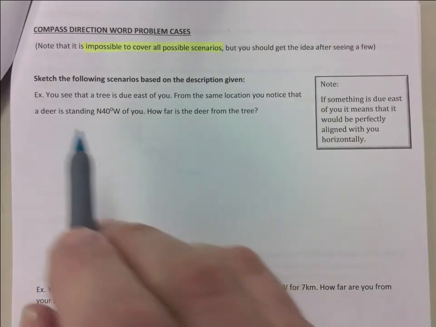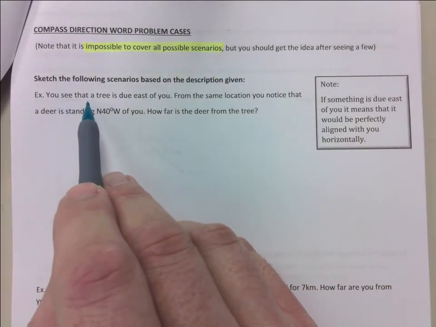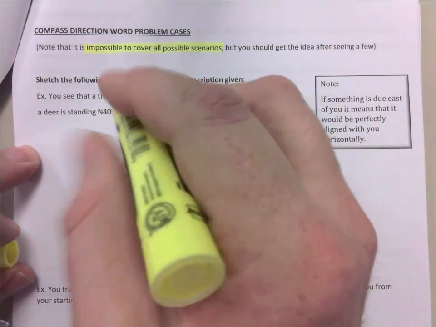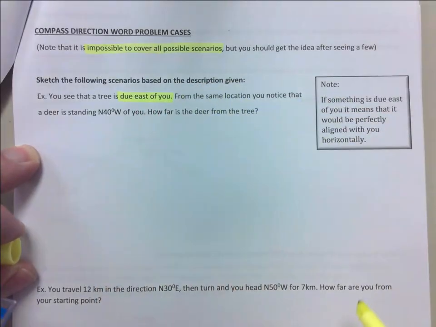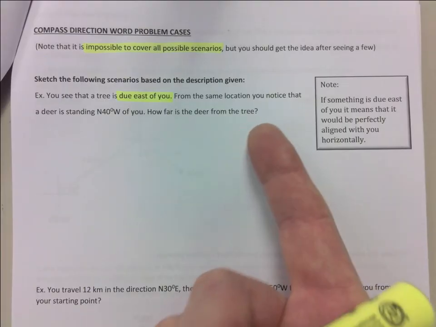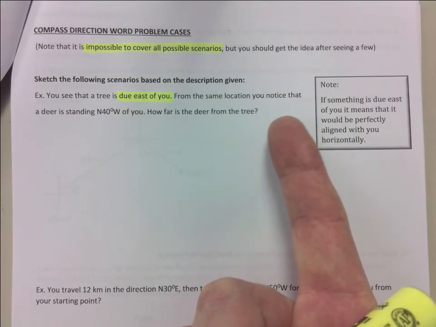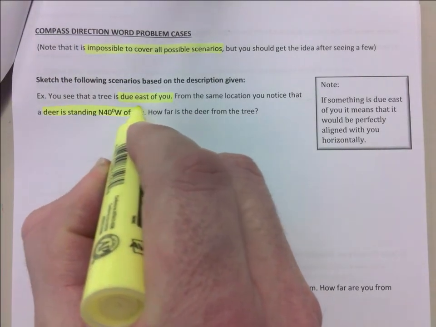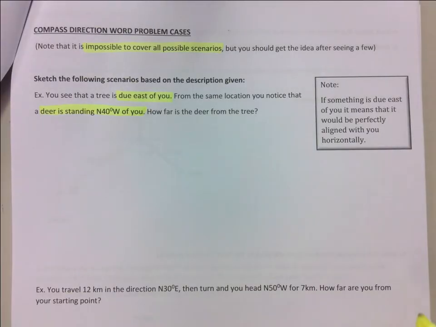Okay, so you see that a tree is due east of you. Highlight that. The tree is due east of you. From the same location, so you're standing in the same location, you notice that a deer is standing, right? The deer is standing north 40 degrees west of you. How far is the deer from the tree?